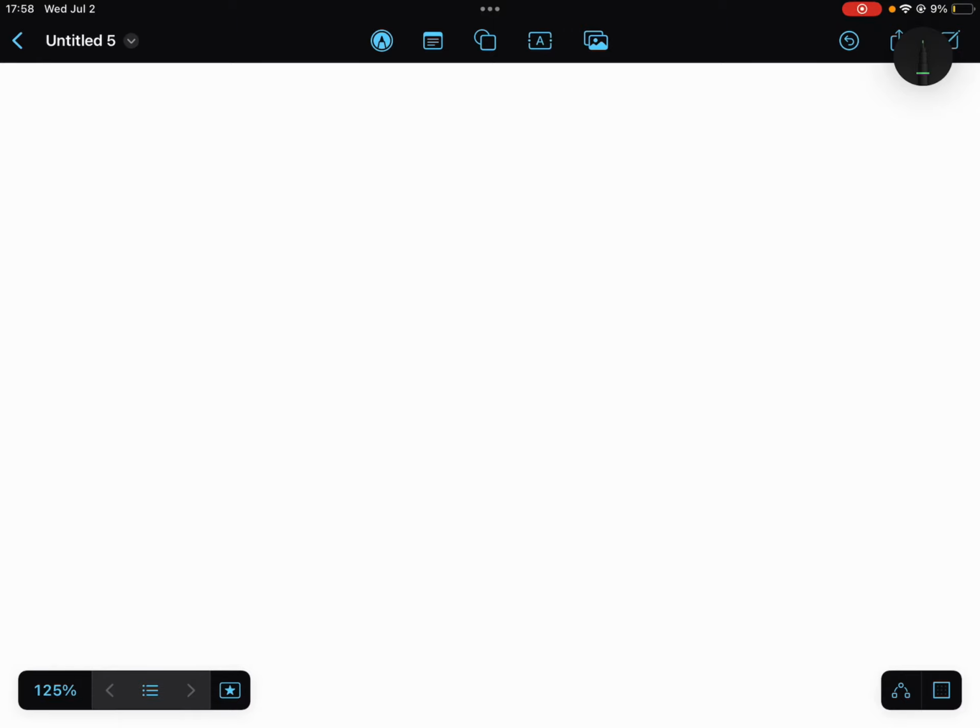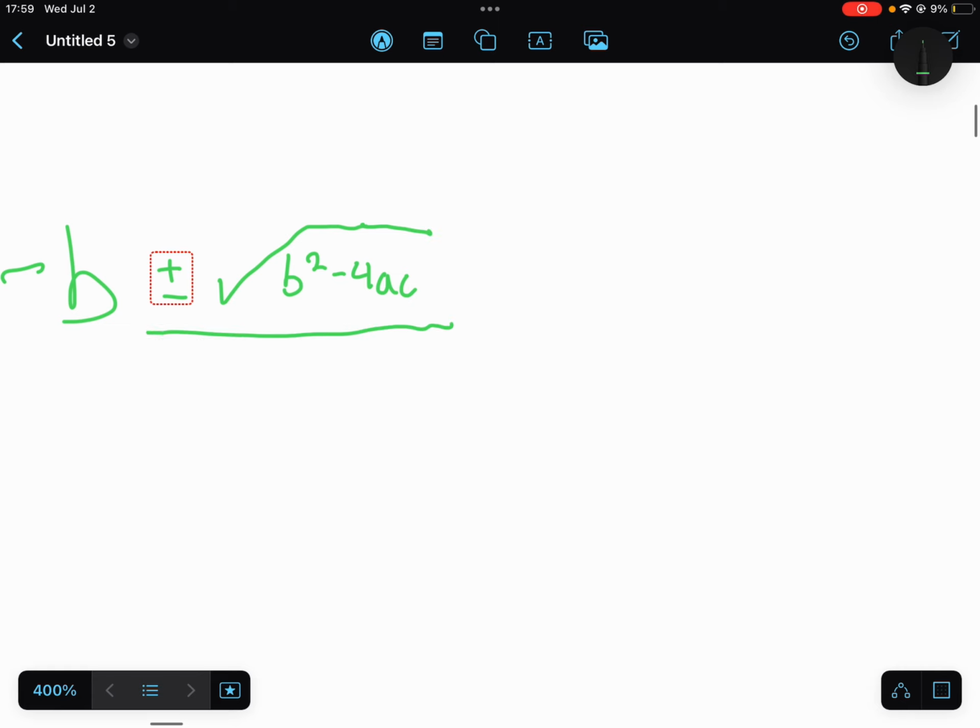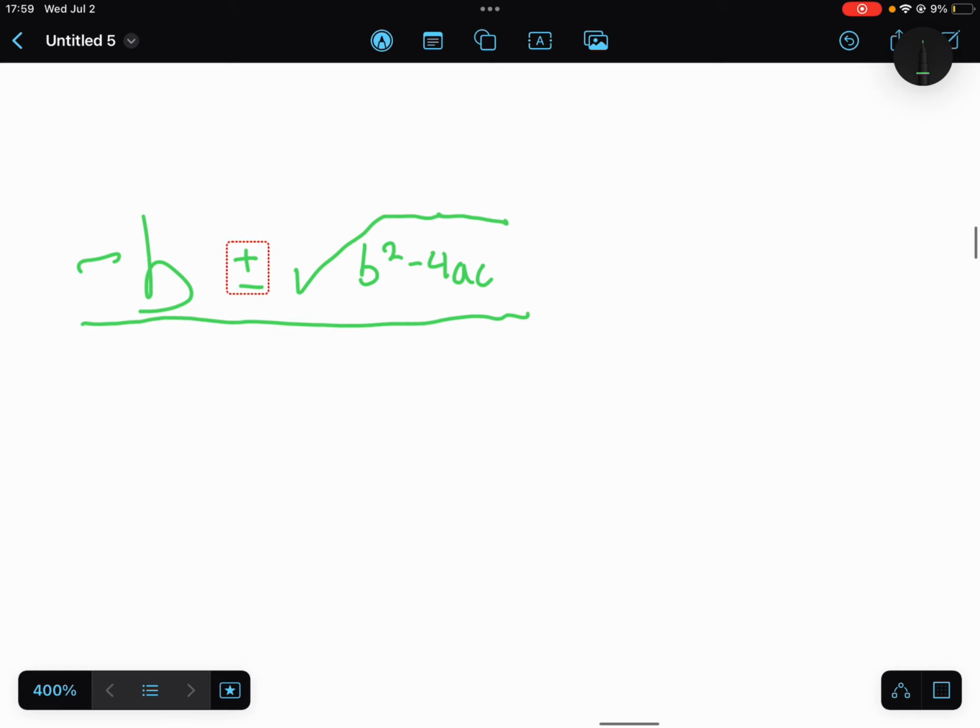formula, and it looks like this. Negative b. Let me zoom in here. Negative b plus minus root of b squared minus 4ac, all of that above 2a.